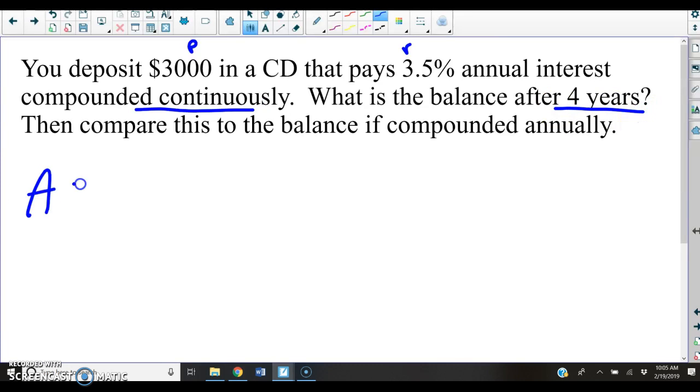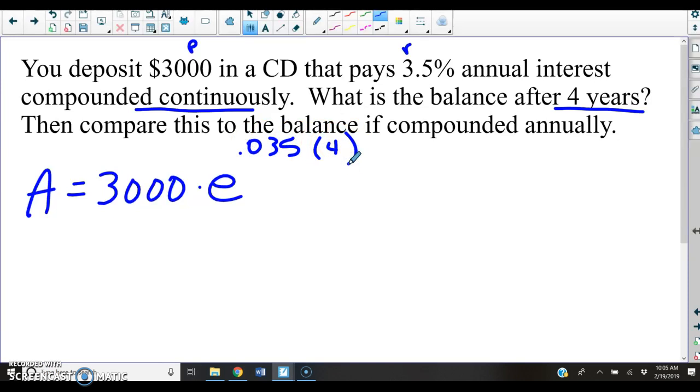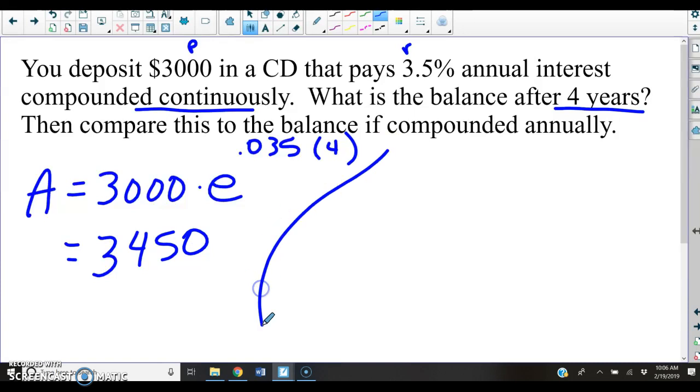So the amount you have would be 3,000 times e to the 0.035 times 4. Be careful when you put this into your calculator. Again, I'm going to grab mine and do this, and you try yours. After putting that into my calculator, I have $3,450.82.